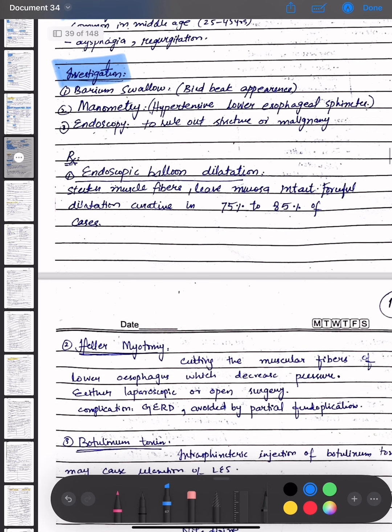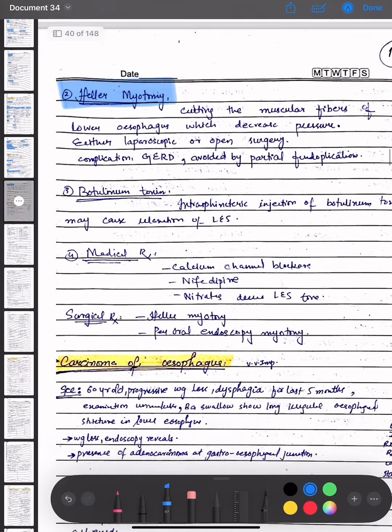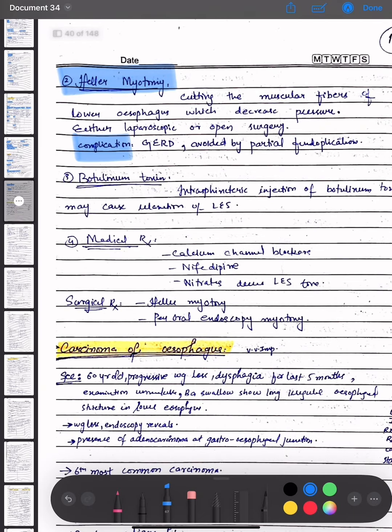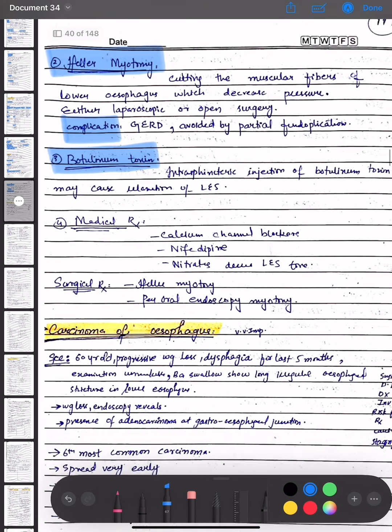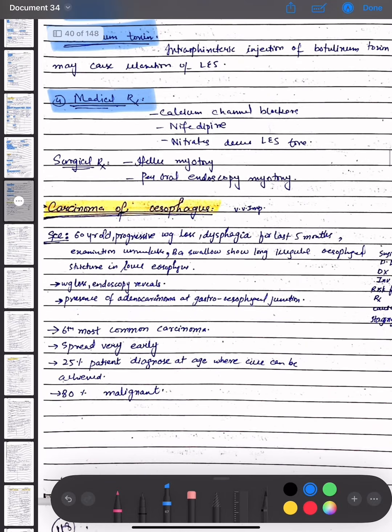The treatment is endoscopic balloon dilatation, that is forceful dilatation to stretch the muscle fibers and leave the mucosa intact, curative in 75% to 85% of the cases. Heller myotomy is done, cutting the muscular fibers of the lower esophagus, which decreases pressure, either by laparoscopic or open surgery. The complication is GERD, avoided by partial fundoplication. Botulinum toxin: an intrasphincteric injection of botulinum toxin may cause relaxation of the lower esophageal sphincter. The medical treatment is calcium channel blocker, nifedipine, and nitrates, which decrease lower esophageal sphincter tone. The surgical treatments are Heller myotomy and peroral endoscopic myotomy.